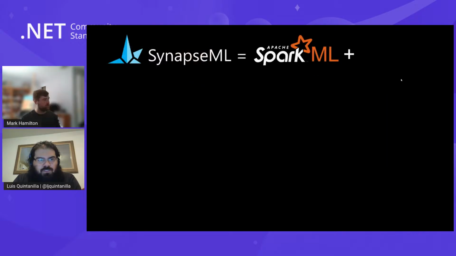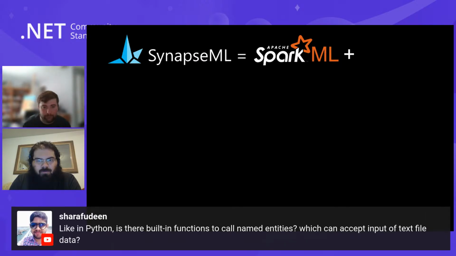There are a few questions here, Mark, before you go on, that might be related to the .NET components. This first one here comes from Sharafuddin, who asks, like in Python, are there built-in functions to call named entities, which can accept input of text file data?